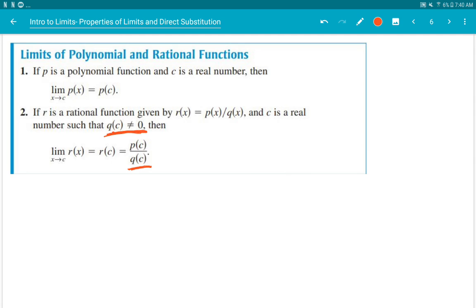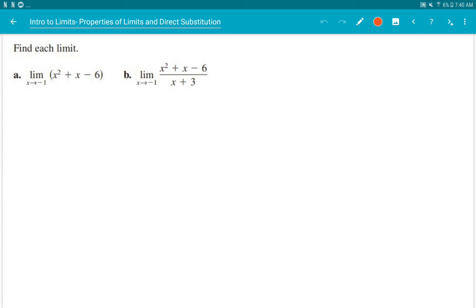So again, just direct substitution is going to work. Substitute into the polynomial in the numerator, substitute into the polynomial in the denominator. We're perfectly fine in all the ones we're working on in this section. It's in the next section where we actually start to get into issues where we have zeros in our denominator. Okay, so let's find these two limits, and then we're done.